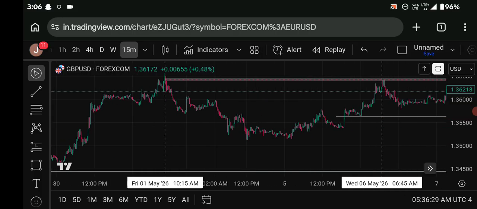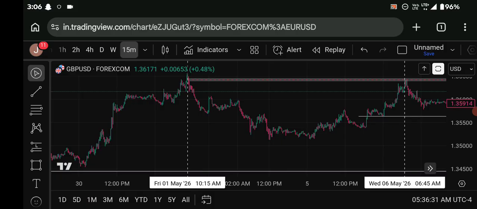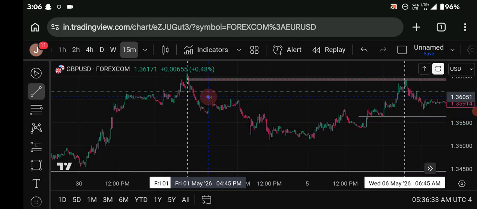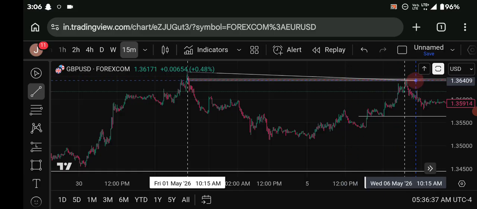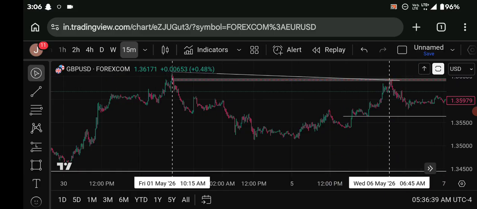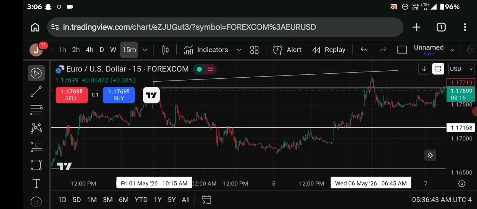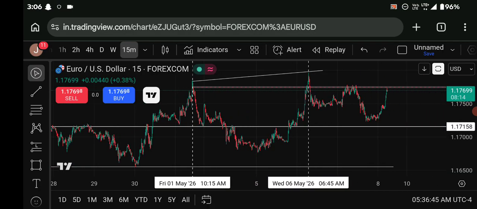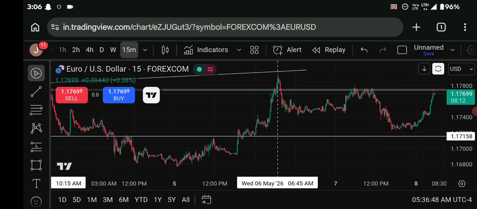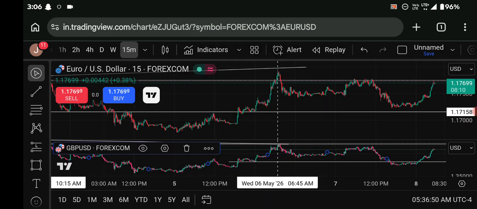Same bearish fair value gap being respected by GBP, and also you can see that price made a lower low here, whereas the price made a higher high here. So this is SMT. After this the market structure shift is here guys.